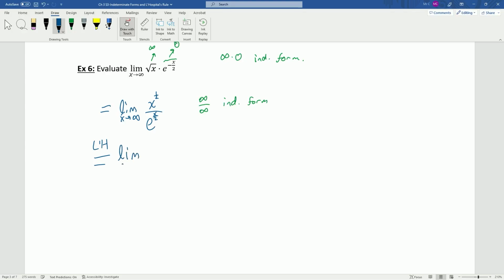And we get the limit as x goes to infinity of 1/2 x to the negative 1/2 divided by, now here I got to apply the chain rule. So the derivative of my inner function is just 1/2 e to the x over 2. So that's nice, the 1/2s cancel. And since I have a negative exponent for that x now, I'm going to rewrite that in the denominator. And I get 1 over the square root of x times e to the x over 2. Now, both of these things are approaching infinity, so our whole fraction is just approaching 0.